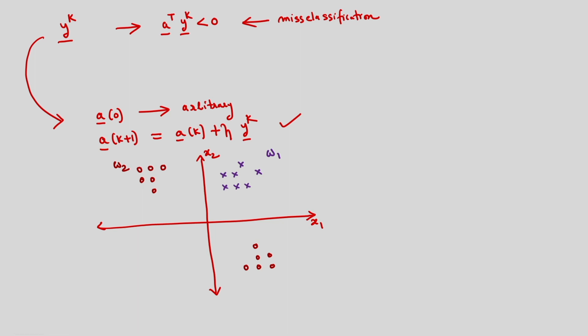Now I have to draw the decision boundary. So which one is the best decision boundary? You can see, corresponding to the class omega 1, this is my limiting case. If I move the decision boundary in the anti-clockwise direction, beyond this point the misclassification will take place. Similarly, if I rotate this decision boundary in the clockwise direction, this is the limiting case. Beyond this, I cannot move the decision boundary because the misclassification will take place.